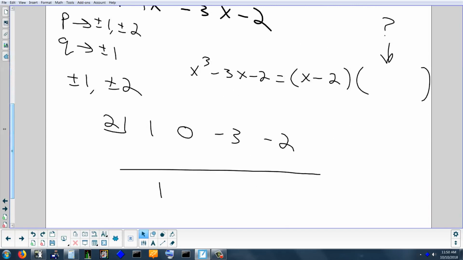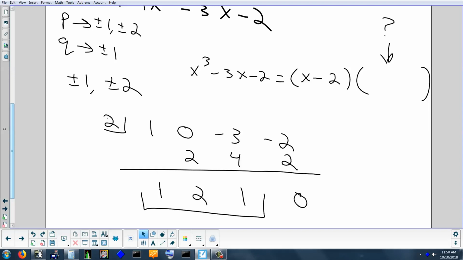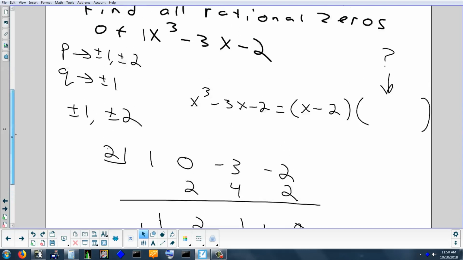So we get 1. 2 times 1 is 2. 0 plus 2 gives me 2. 2 times 2 gives me 4, plus negative 3 is 1. 2 times 1 is 2, plus negative 2 is 0. We already knew that. There's the other factor: x squared plus 2x plus 1.